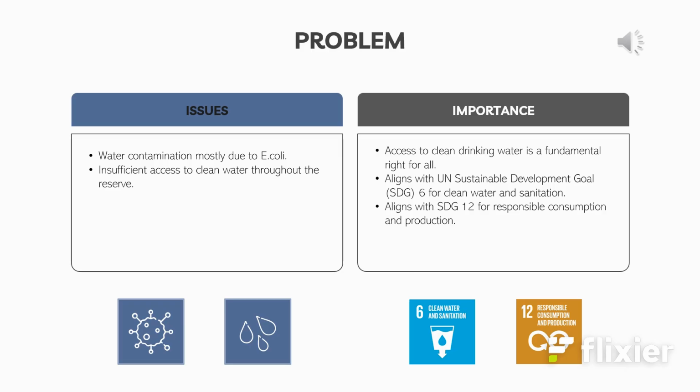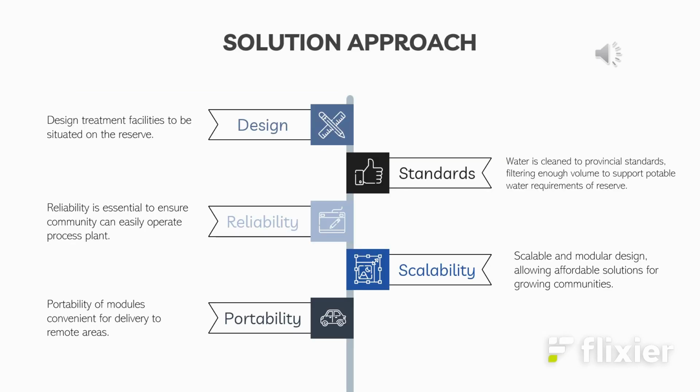So the issue is that the cisterns on site have been contaminated, mostly with E. coli, and as such, the residents of the reserve have had insufficient access to clean water for about 25 years now. This is an issue, as clean drinking water is a fundamental right for all. It aligns with the UN Sustainable Development Goals 6 and 12 for clean water and sanitation, as well as responsible consumption and production, respectively. So our plan is to design a water treatment facility that is able to be transported and situated on site at the reserve.